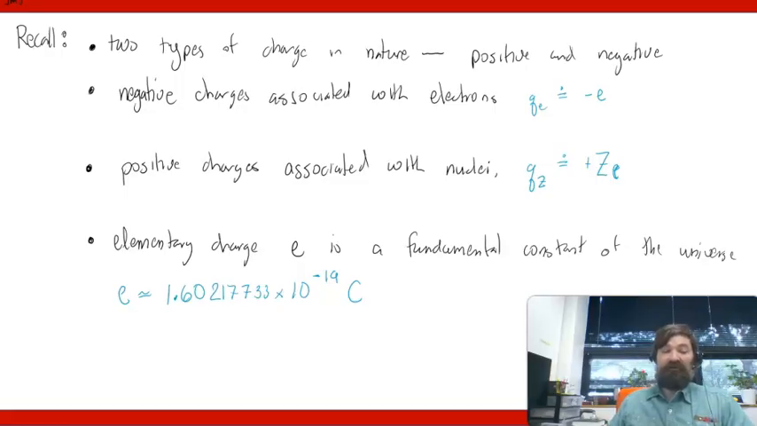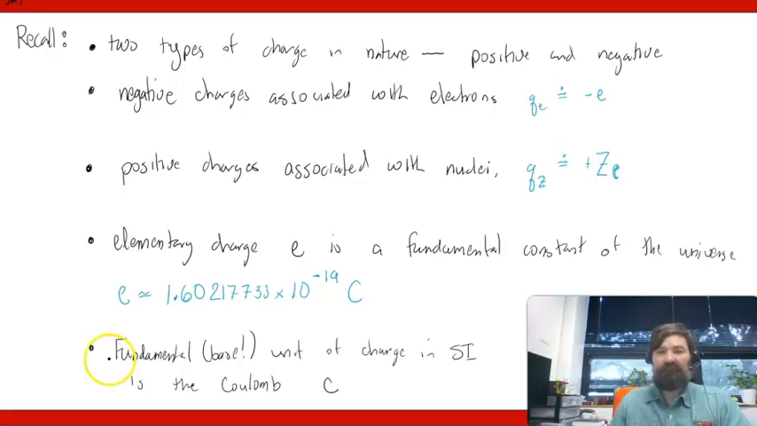Now, I think our entire unit system has actually been redefined so that that's an exact number, and that actually defines a coulomb more so than the elementary charge. But last but not least, the coulomb is the fundamental unit of charge. This is in fact a base unit in the modern SI system of units. So this is basically the main stuff to recall.